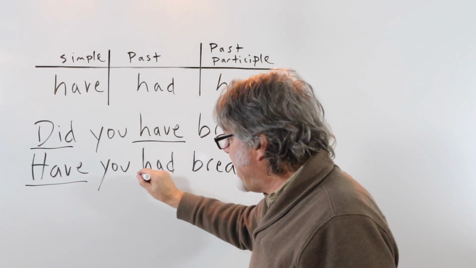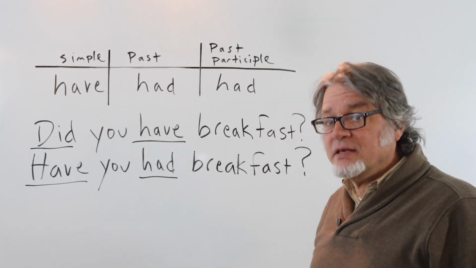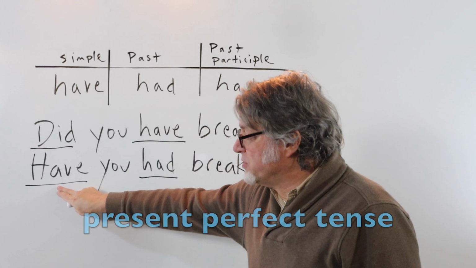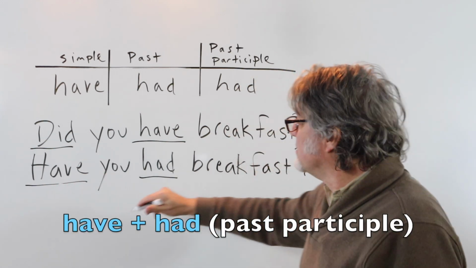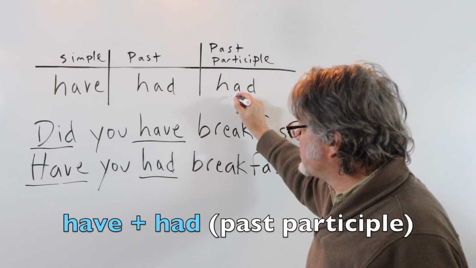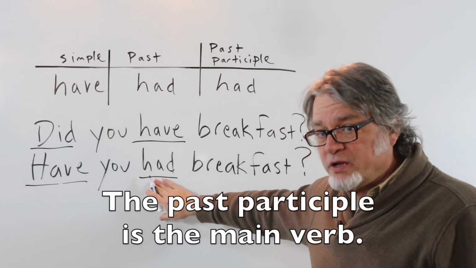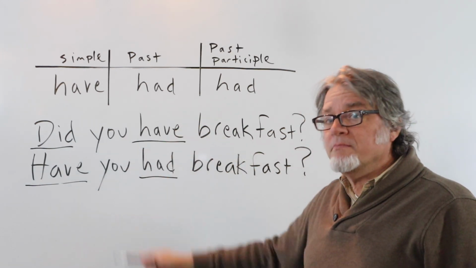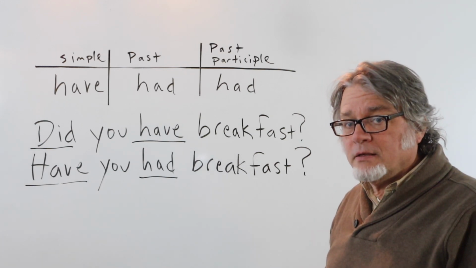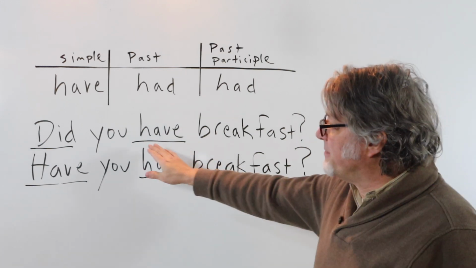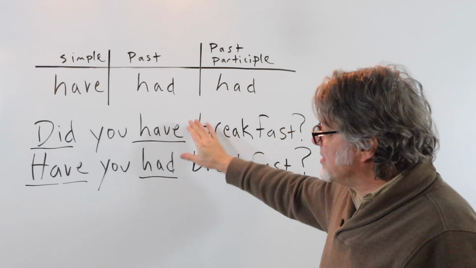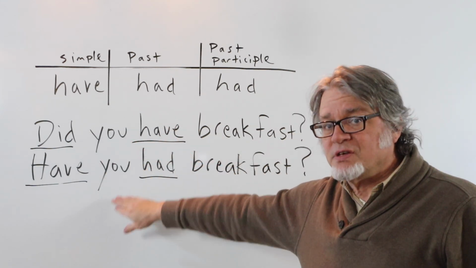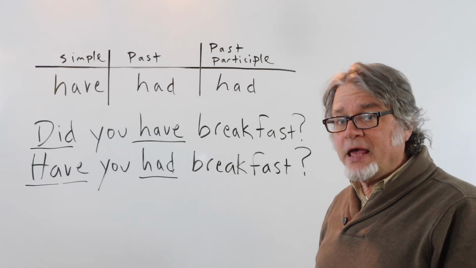Have you had breakfast? This sentence is in the present perfect tense. Here's the helping verb, have, and this is the past participle. The past participle is the main verb. Both questions mean about the same thing. Sometimes it doesn't matter if the question or the sentence is in the past tense or in the present perfect tense. The meaning can be about the same.